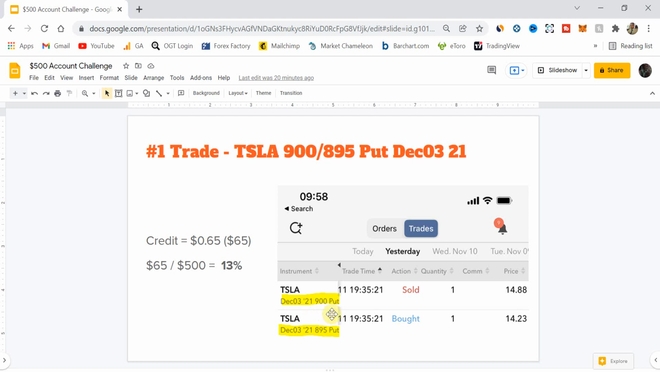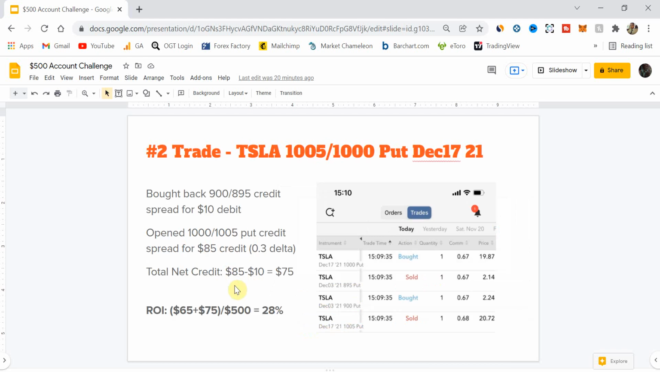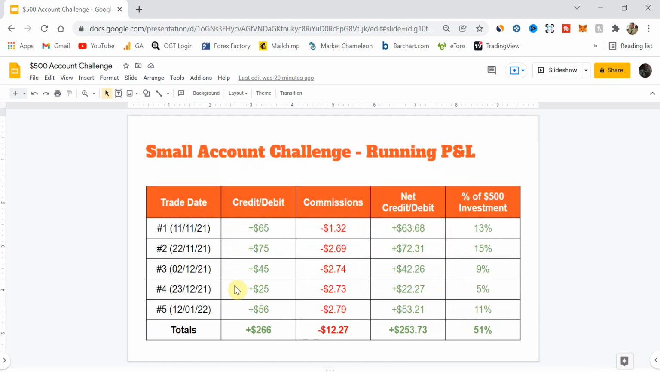The difference between the two strikes is $5, and therefore that gives me a $500 collateral. So 65 divided by 500 gave me a 13% ROI, and therefore you see that that was trade one. The commissions was $1.32, therefore giving me a net credit of 63.68, which was a 13% ROI. So that was trade one.